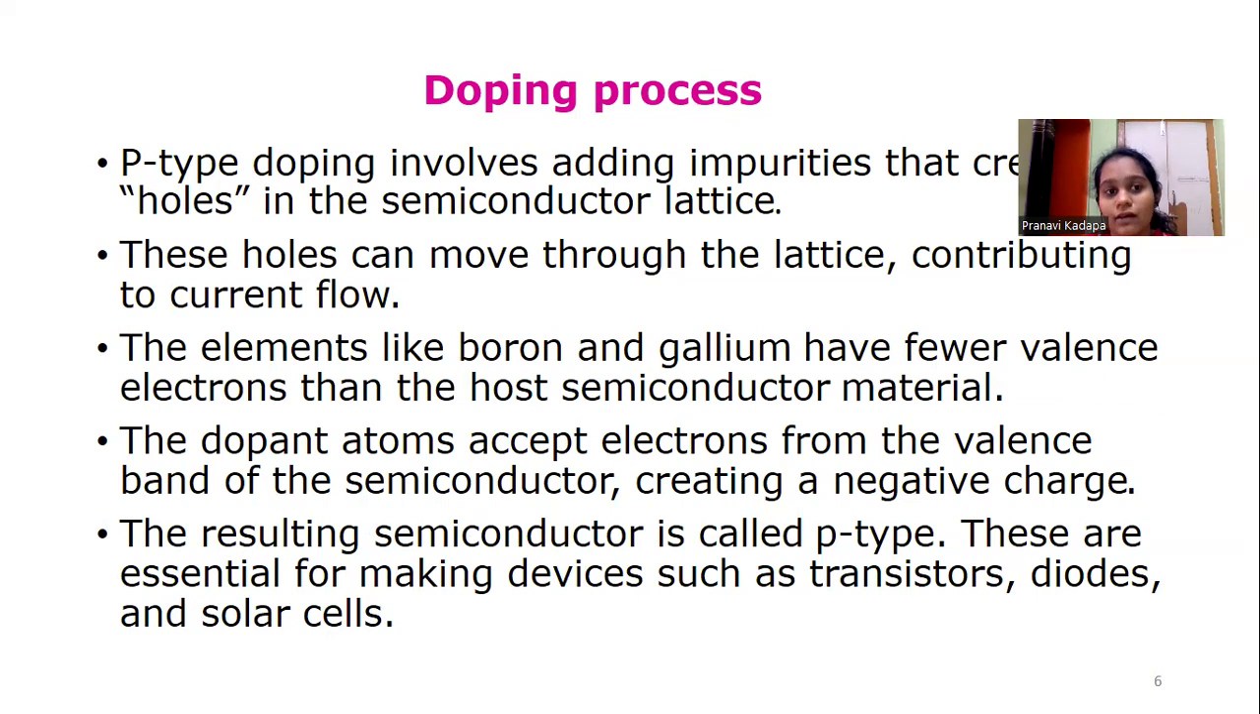These holes move through the lattice, which gives the current flow, and elements like boron and gallium have fewer valence electrons when compared to Ge. So the dopant atoms accept electrons from the valence band of the semiconductor, creating a negative charge. The resulting semiconductor is called P-type. These are essential for making devices such as transistors, diodes, and solar cells.